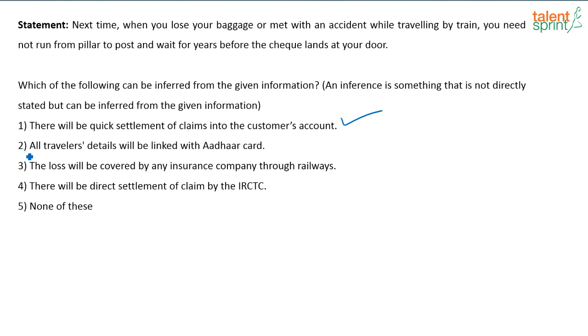Now let's just look at the other options as well. The second option says, all traveler details will be linked with Aadhaar card. Now what has Aadhaar card got to do with this? Nothing about Aadhaar card is mentioned there. So that is not the correct answer option. The loss will be covered by any insurance company through railways. Again, nothing about this is mentioned in the statement. There will be direct settlement of the claim by IRCTC. Again, who is settling the claim? Is it IRCTC or is it some insurance company? Nothing like that is given, right? So the correct answer option here is very clearly option 1.